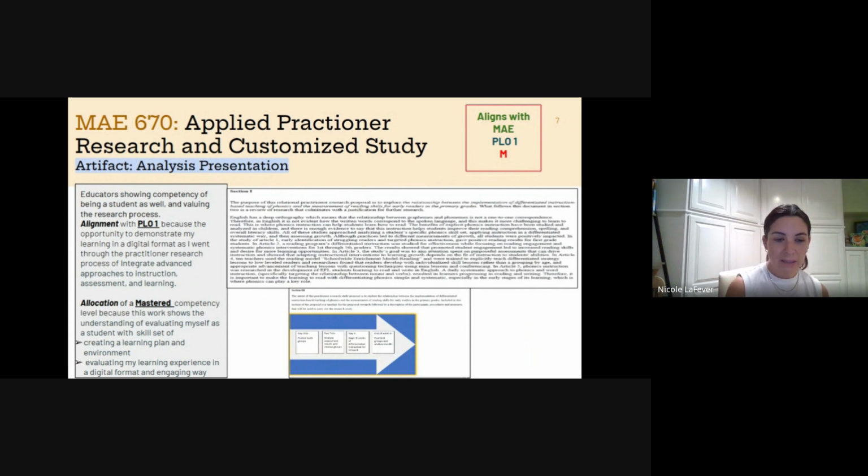I allocated this as mastered because not only did we get introduced to what a practitioner research study is, we researched ourselves, evaluated the research, but then we were able to create our own learning plan. The proposal of what type of practitioner research we would do in our classroom and the why. That's something that I valued because mine was based on different instruction, how to do that with phonics reading content, and then with the measurement of how my early readers improve on their reading skills.